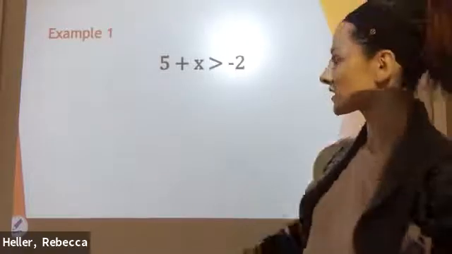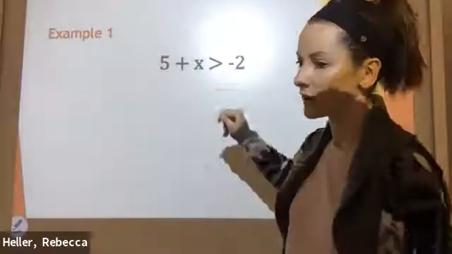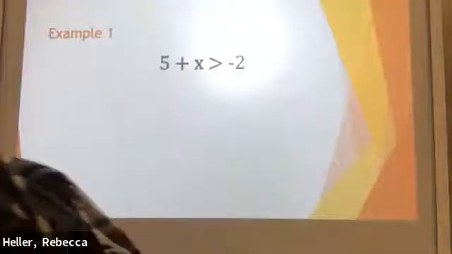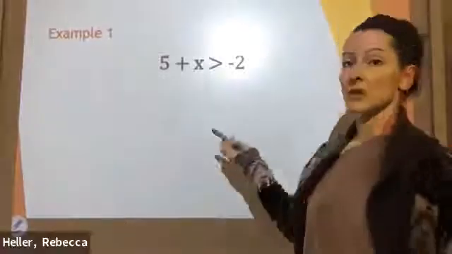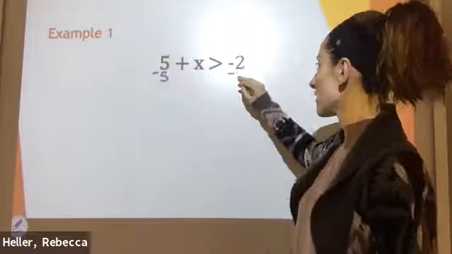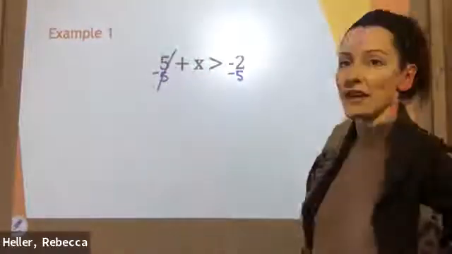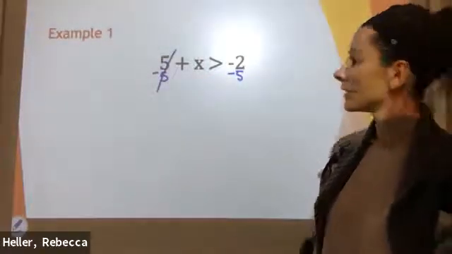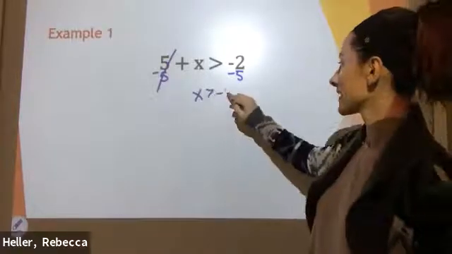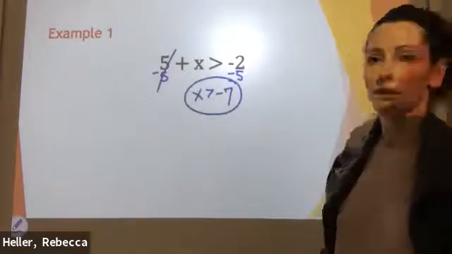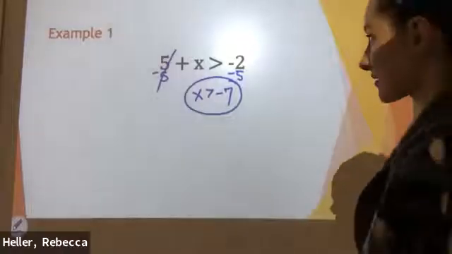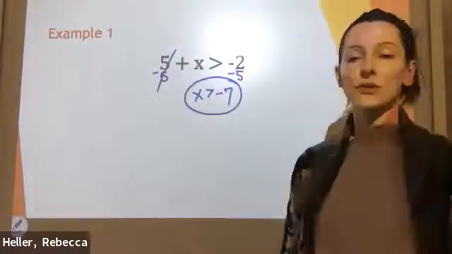So for this first example in your notes, it says 5 plus x is greater than -2. So to solve for x, you do the exact same thing that you would do if this was an equal sign. The only difference is that it's a greater than sign. So we do -5 on both sides, cross out the 5, and you get x. And instead of equals -7, we just write x is greater than -7. Okay, so this one's on your notes. Write that down. Same steps. The only difference is instead of an equal sign, we have a greater than sign.